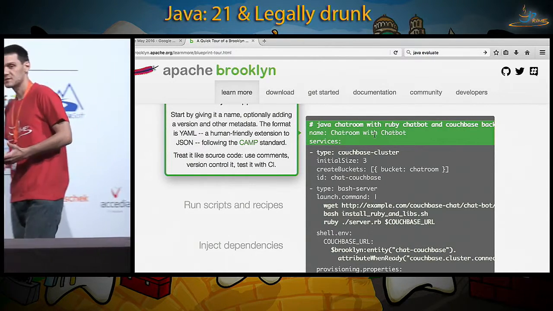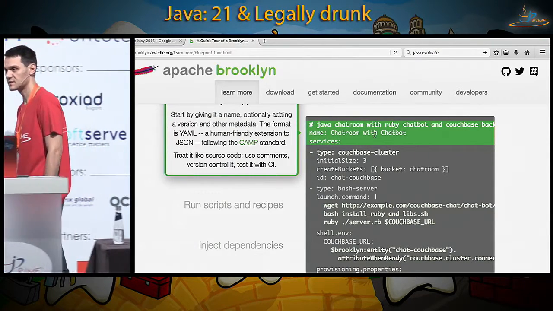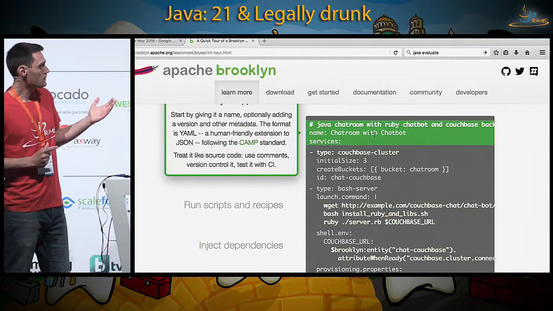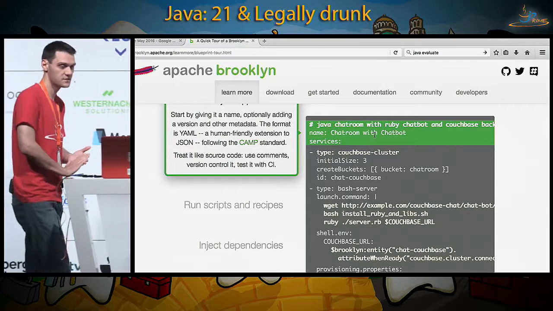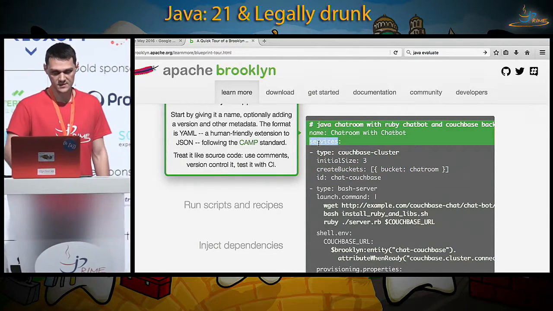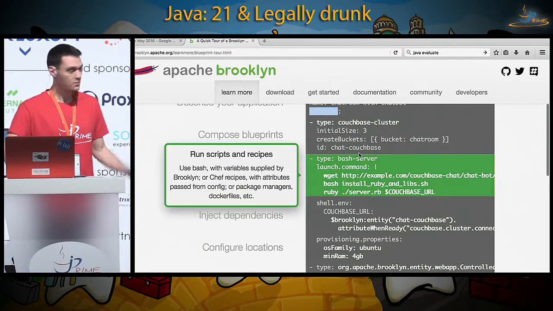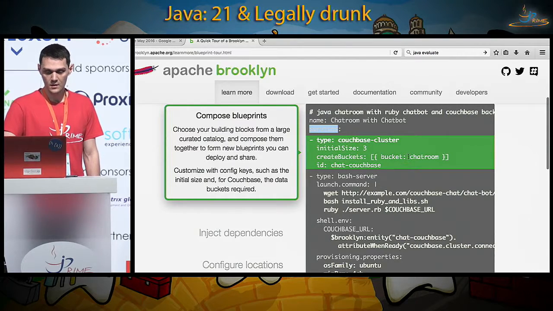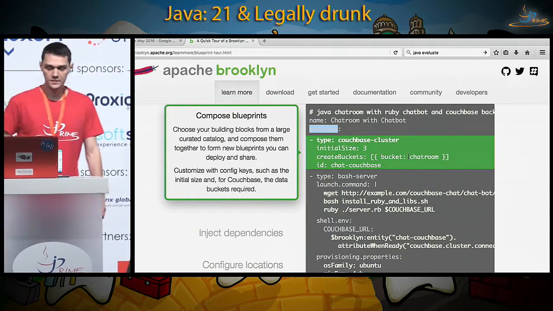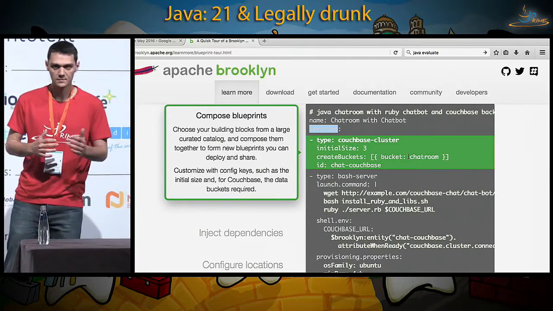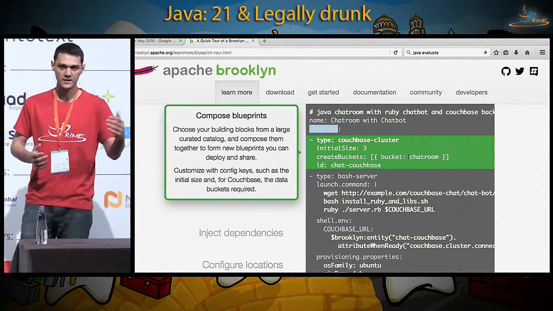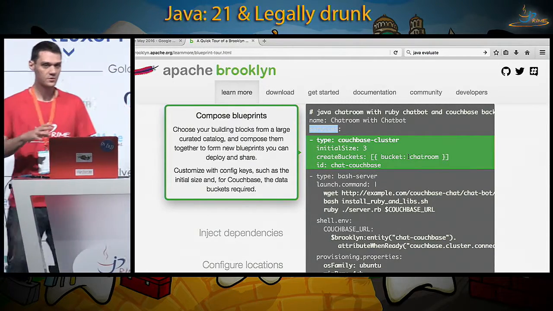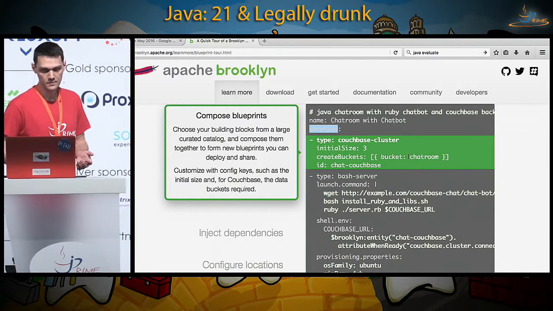The blueprints are following the CAMP standard, where you express running services. So under the services property, you put any of the running nodes you need. You can use existing blueprints and compose them, mix and match them, like you just take a database, you take a load balancer, you take a web server, put them in, configure them to your needs.